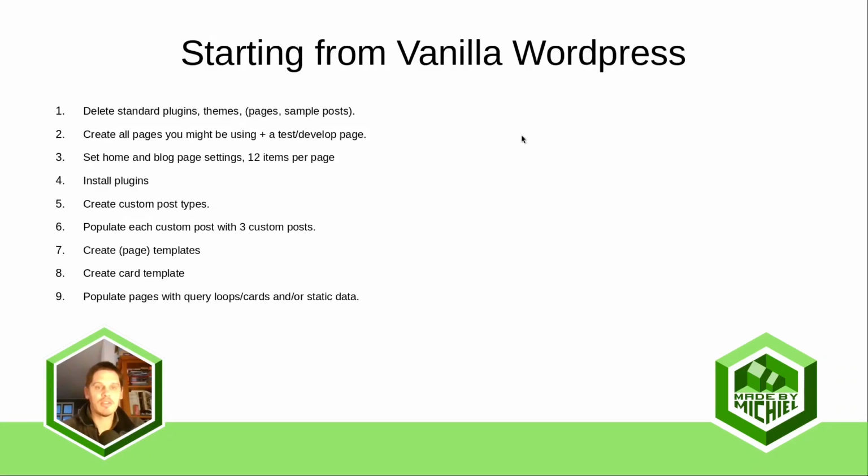So we're going to be starting from vanilla WordPress, deleting standard plugins, themes, pages and sample posts and that sort of stuff. Create all the pages you might be using plus a test/development page, and that is useful for developing template parts/patterns, etc., what you might want to use on your website. After all the pages are created, I go to the WordPress general settings, reading, writing, that sort of stuff, and set the home and blog page settings. And I also change the 12 items per page over there.